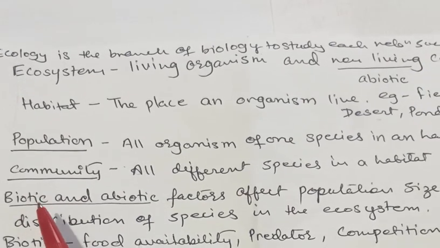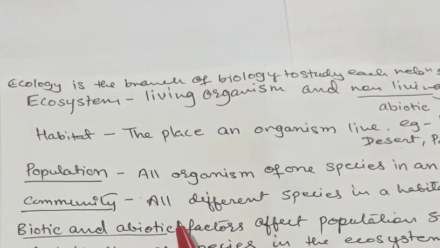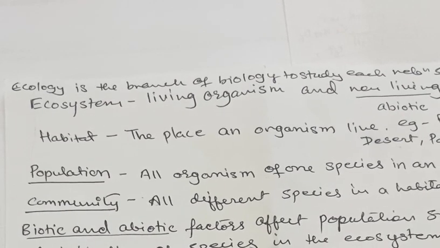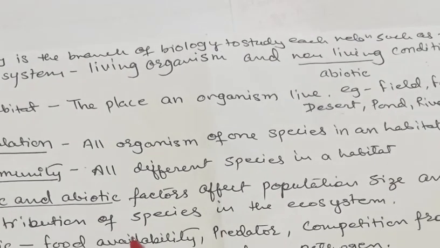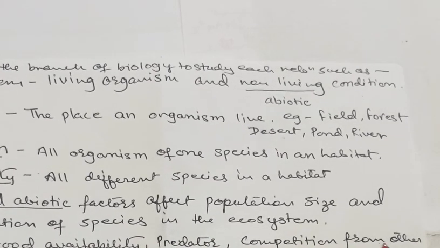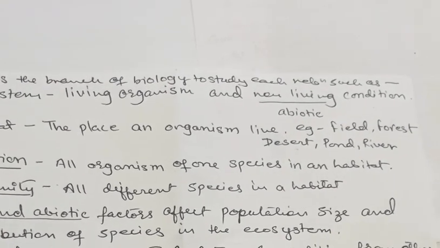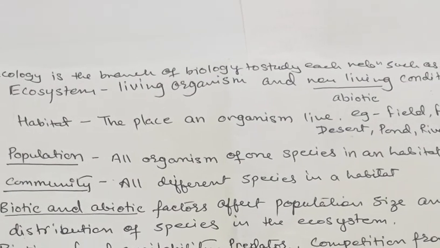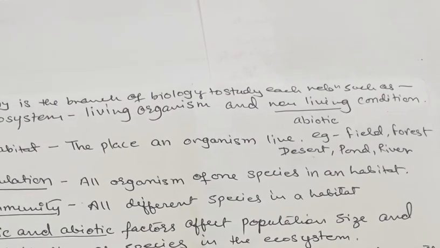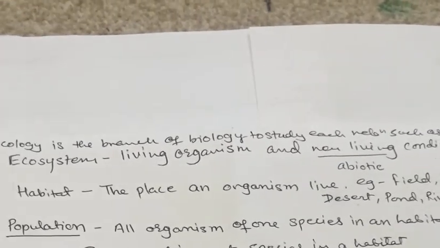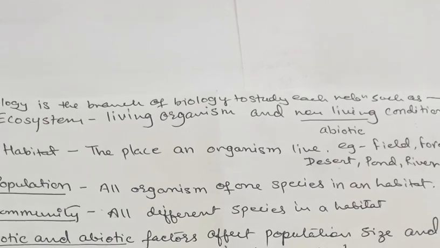Now let's see the biotic and abiotic factors. Let's see these two first, and then I will talk about this line. Biotic factors: food availability, predators, competition from other organisms, infection from pathogens. Abiotic factors: sunlight, temperature, pH, water, soil, mineral and solubility. So let's look back again.